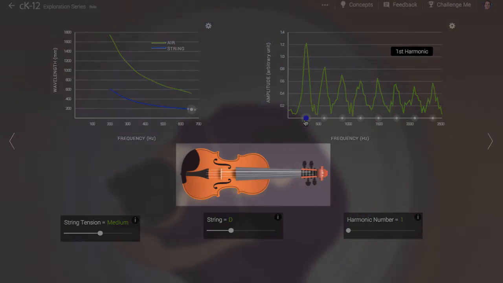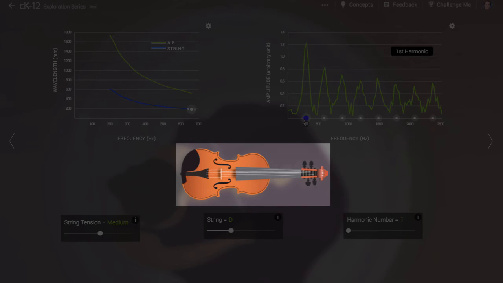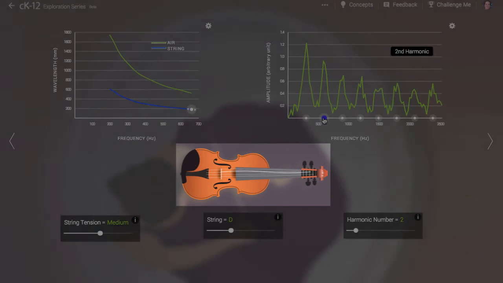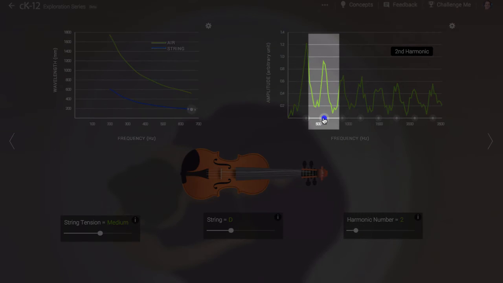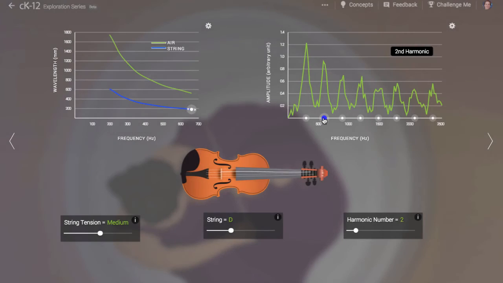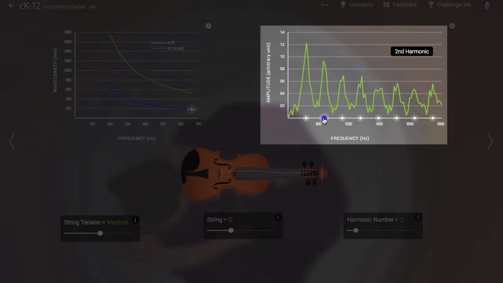If we increase the harmonic number, we see a full wave represented in the string. This means its wavelength is equal to the length of the string and half the wavelength of the first harmonic. The frequency is twice the first harmonic frequency, and we see it here. Each harmonic is represented on the graph.